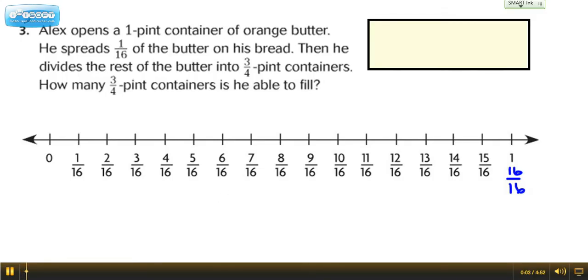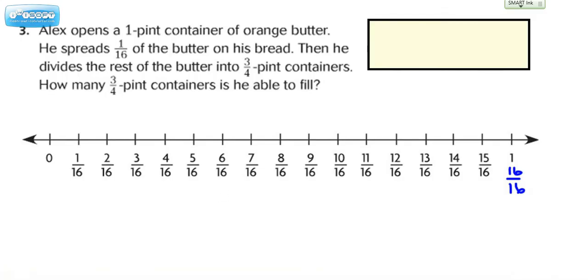We're taking a look at question number 3 from lesson 2.10. Alex opens a 1-pint container of orange butter. He spreads 1/16 of the butter on his bread. Then he divides the rest of the butter into 3/4 pint containers. How many 3/4 pint containers is he able to fill?